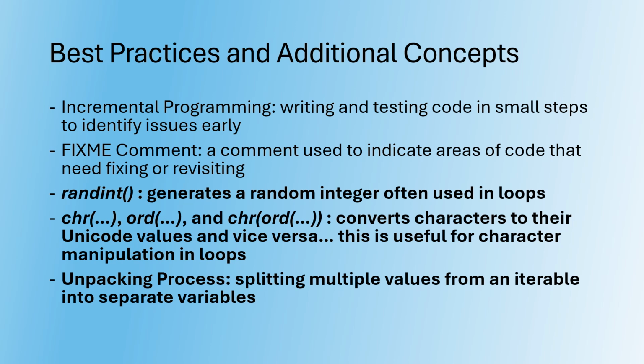Here are some best practices and additional concepts from the chapter. Randint generates a random integer often used in loops. We discussed this earlier, so I'm not really going to go into it. And then the functions shown on the line just after that are functions that convert characters to their Unicode values and vice versa. This is pretty useful for character manipulation in loops. And unpacking is a process where it splits multiple values from an iterable into separate variables.